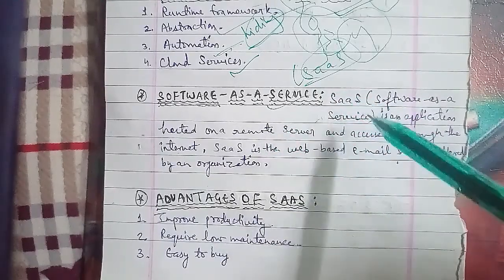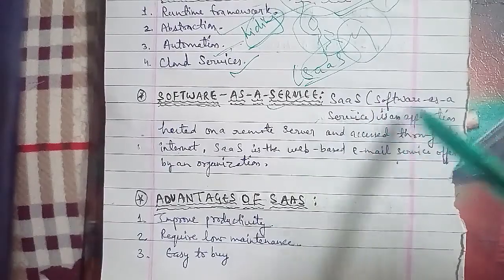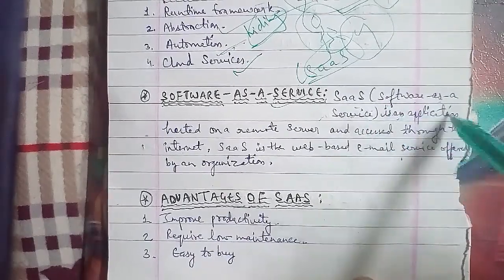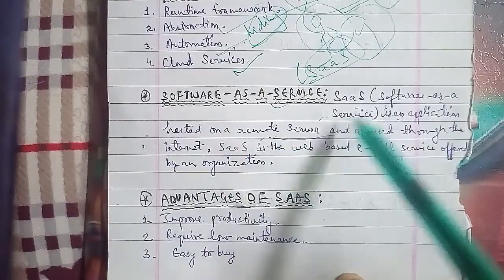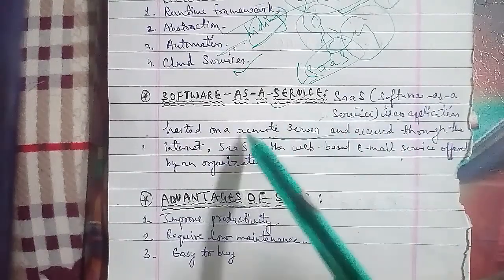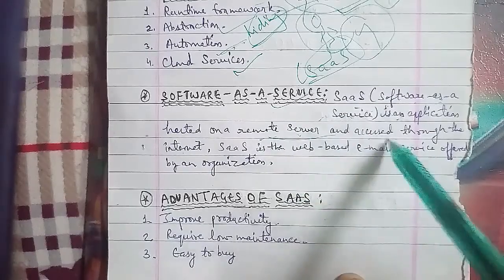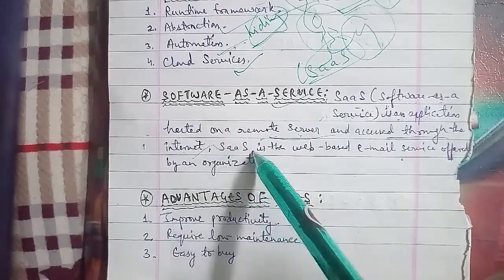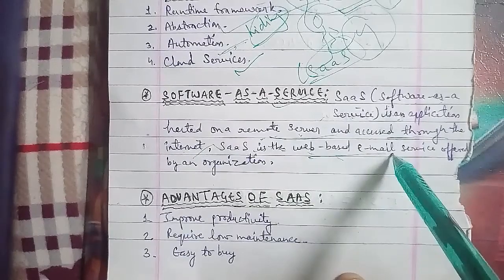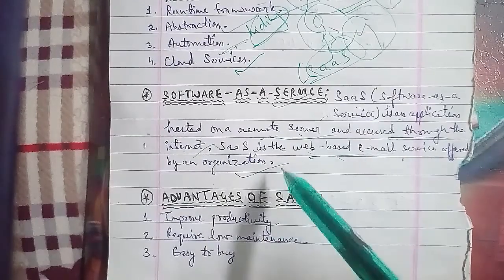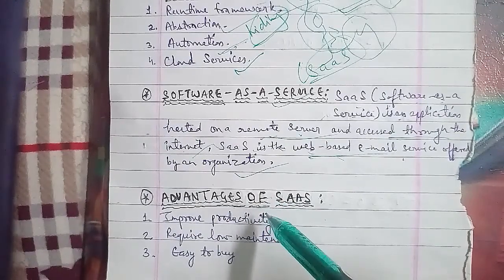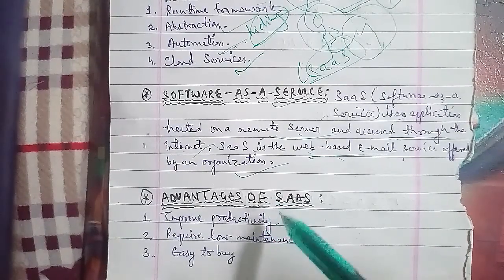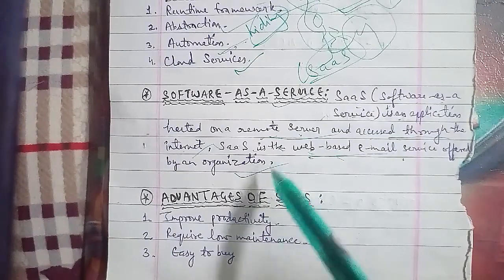The first advantage is improved productivity. In software as a service, it improves productivity. The second is that it requires low maintenance. That is also a very important advantage. And the third is that it is easy to buy. You can buy software as a service as well. So the first is improved productivity, the second is low maintenance, and the third is ease of use.